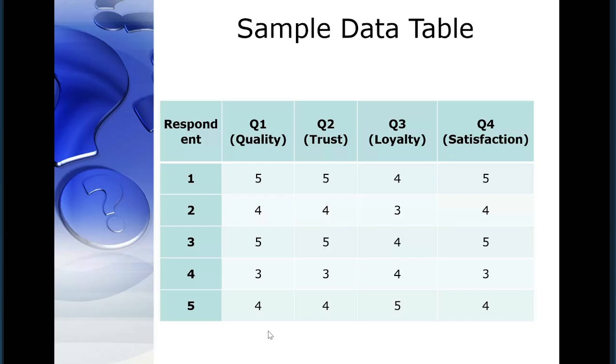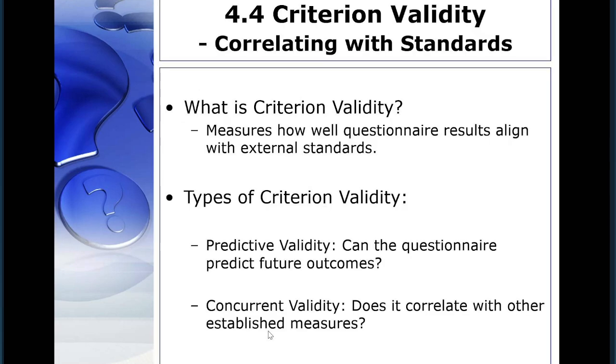Criterion validity. Criterion validity tests how well a questionnaire aligns with established standards. For instance, a brand loyalty survey with high criterion validity will correlate well with actual consumer purchase patterns. Two main types are predictive and concurrent validity.